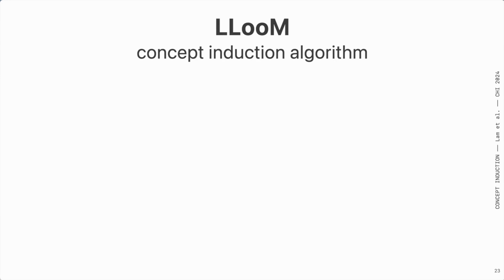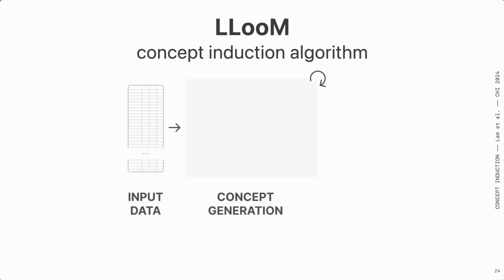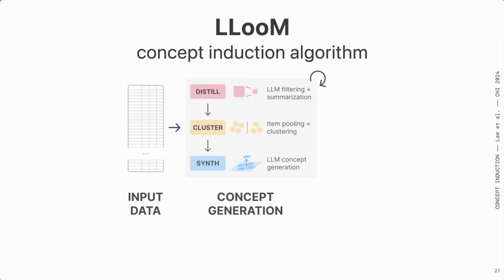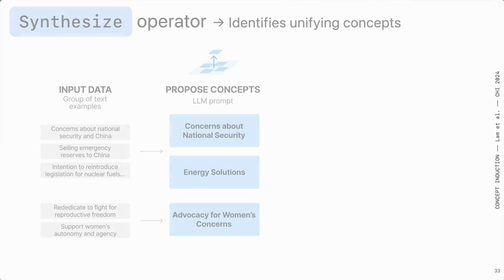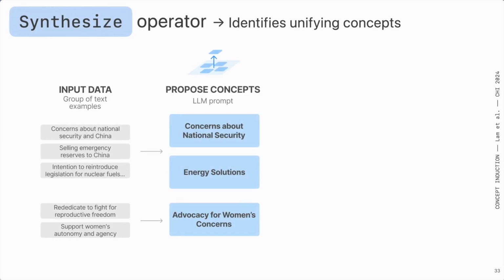To achieve this vision, we develop a concept induction algorithm called LLooM, which draws on the ability of large language models to generalize from examples. LLooM samples extracted text and iteratively synthesizes proposed concepts of increasing generality to produce high-level concepts. I'll walk through the core operators of the LLooM algorithm. The synthesize operator is the most important one. It prompts the LLM to generalize from provided examples to create concept descriptions and criteria in natural language.